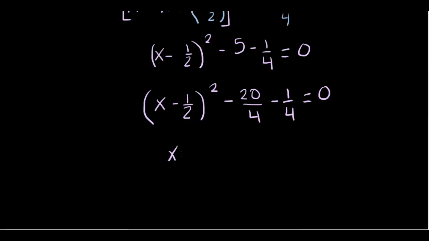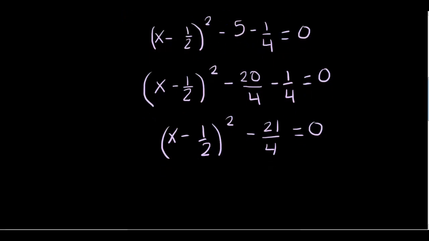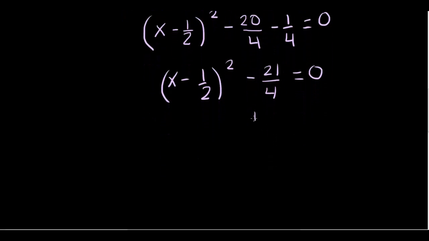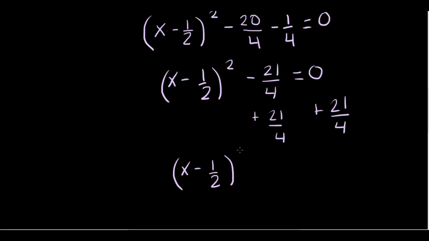So then we'll have x minus 1/2 squared. When you're adding fractions, remember you only add the numerator. So negative 20 minus 1 is going to be negative 21/4 equals 0. Then we add 21/4 to both sides. So that's going to be x minus 1/2 squared equals 21/4.